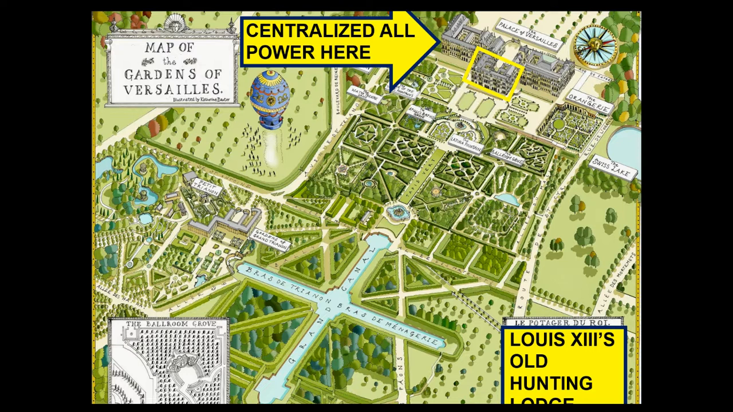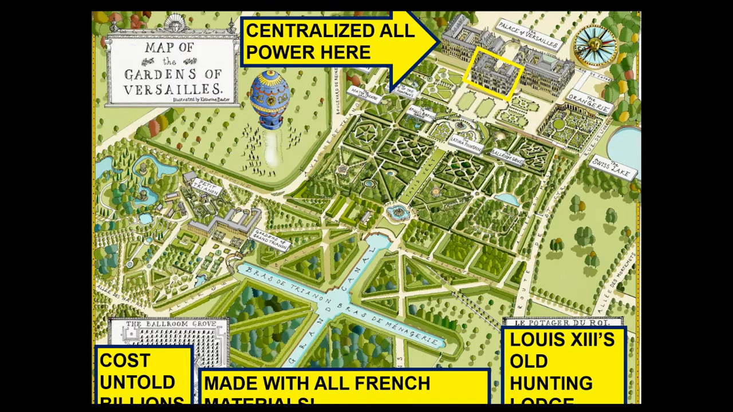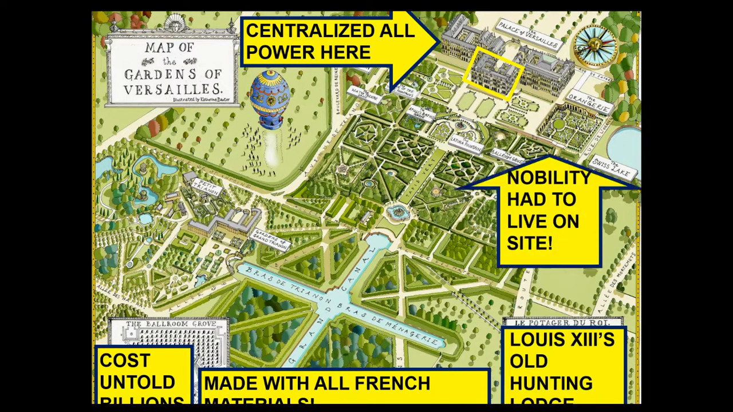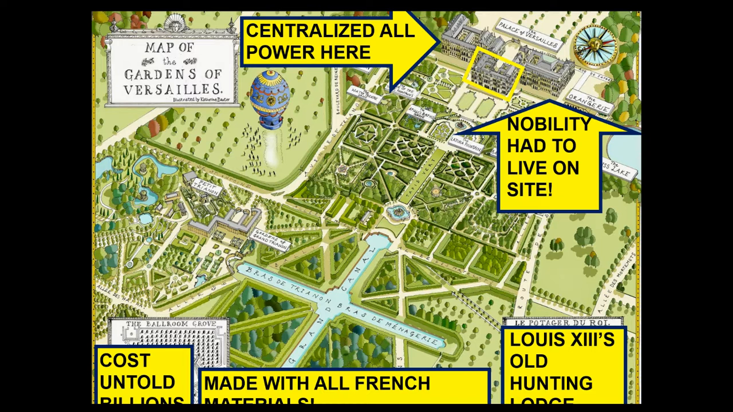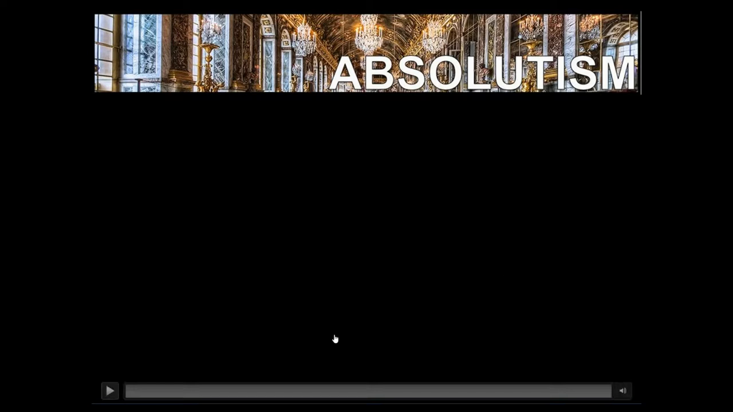But he decides he's going to make it his dope pad. So it costs an untold billions of dollars. It's made with all French materials, and nobility had to actually live on site. So this is unique to feudalism, which, remember, you gave the nobles the different kingdoms and castles and baronies and stuff like that. He decides, no, I want them all in my pocket. I want them right next door to me. So he actually has them live in the palace next to him. So let's take a look right here at this video and think about: how does Versailles serve as a symbol of absolute rule?